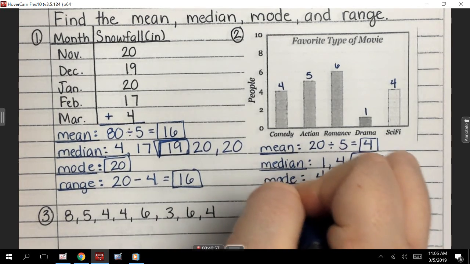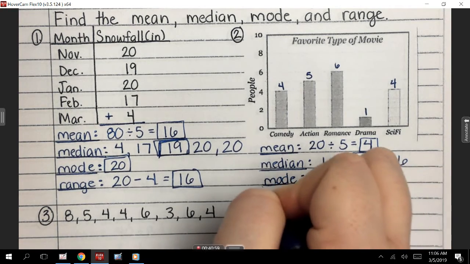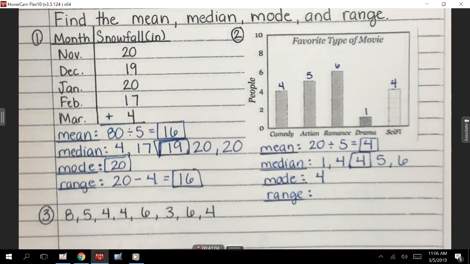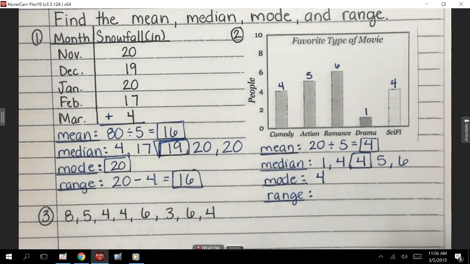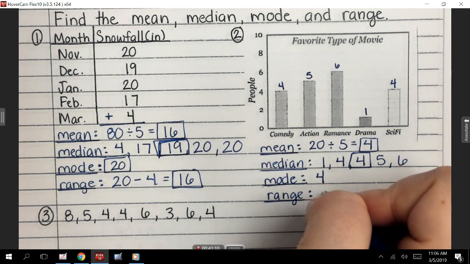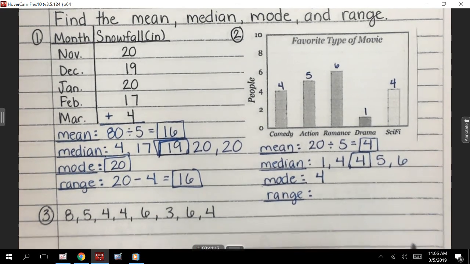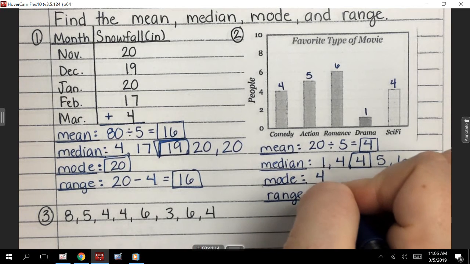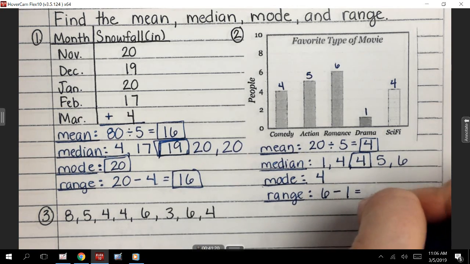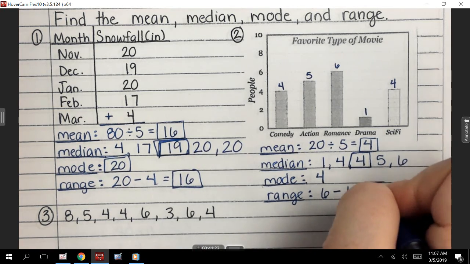All right, for my range, Sean, can you help me out? What do I do to find the range? You take 4 minus 4. Not really, because it says the biggest. What's my biggest number? 6 minus the smallest, 1. So 6 minus 1, biggest minus smallest, is 5.